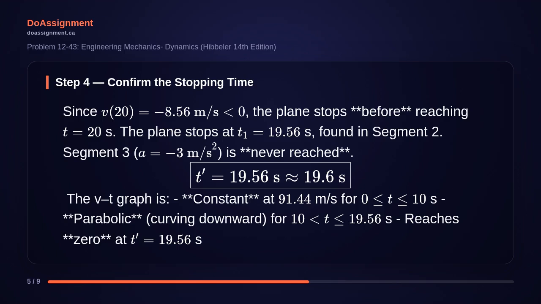Because the velocity is already negative at t equals 20 seconds, the plane must have stopped before reaching 20 seconds. The stopping time was already found in segment 2, as t prime equals 19.56 seconds, approximately 19.6 seconds. Segment 3 is never reached. The velocity graph is flat at 91.44 from 0 to 10 seconds, then curves downward along a parabola until it reaches 0 at 19.56 seconds.